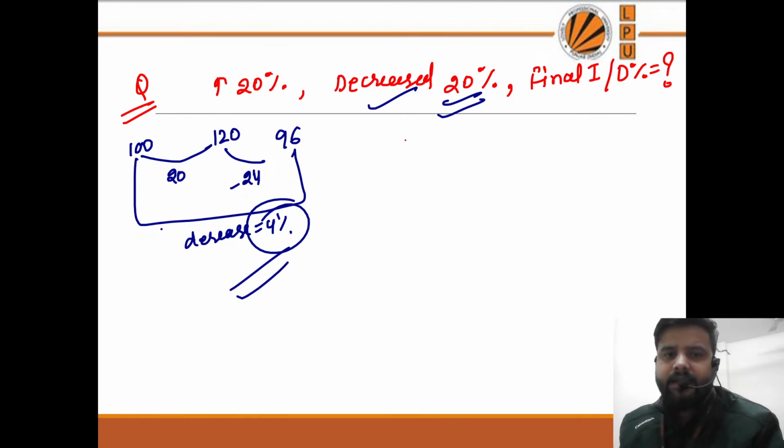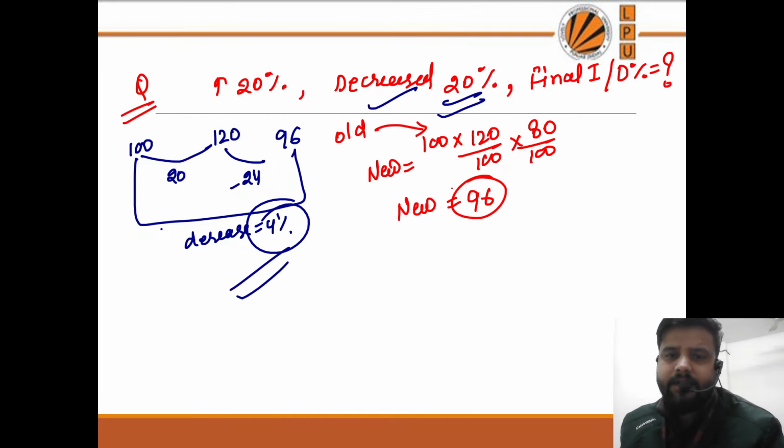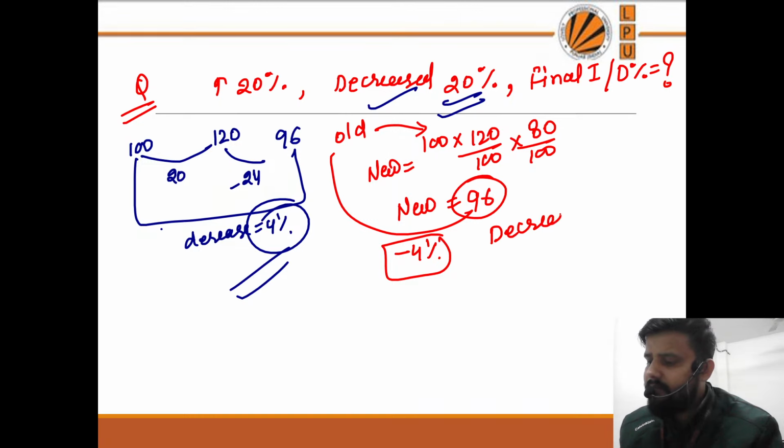If you do it with the second method, you will write like this: 100 into 120 by 100 and multiply it by 80 by 100 for the new value. So the new value from here would be 12 8s are 96. If you have already taken the old value as 100, then the new value is 96. So from here you can say that there is a minus 4%. It means a decrease of 4%.